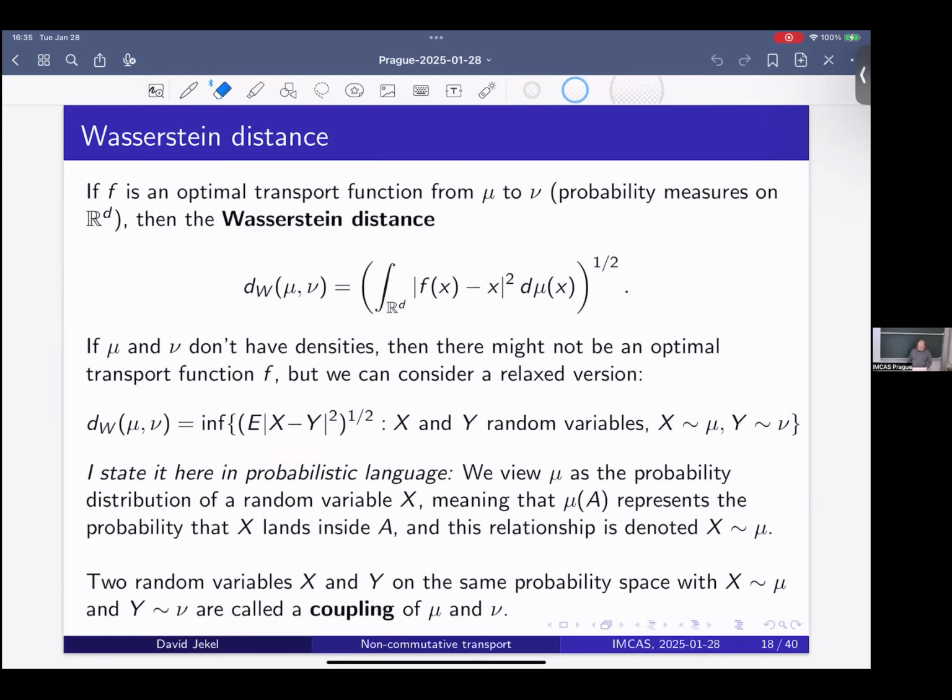Right? But there's a relaxed version of the problem, and you just think of it as, well, I consider not necessarily a function, but I just consider two random variables on the same probability space, which have the specified distributions mu and nu, and then I try to make the x and y as close as possible together. And so this is the general definition of the Wasserstein distance. And when I say coupling, the coupling just refers to some kind of realization of the two distributions by random variables on a common probability space. Right? So that is the coupling.